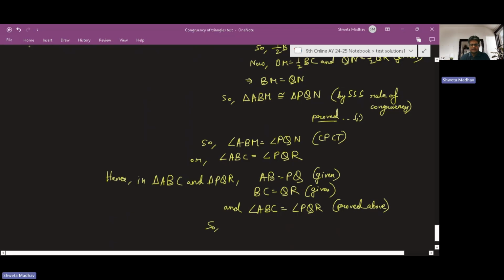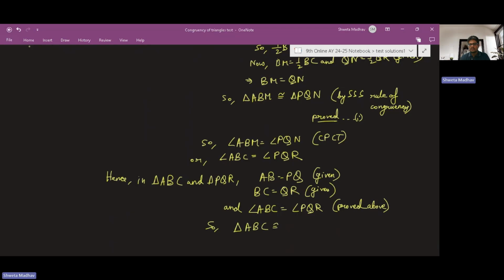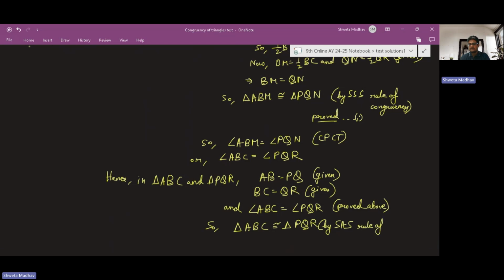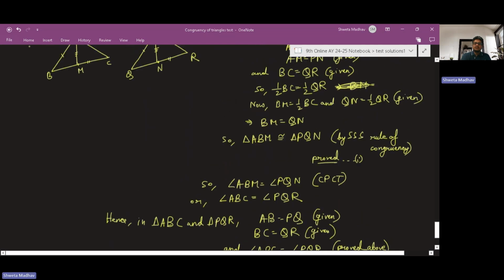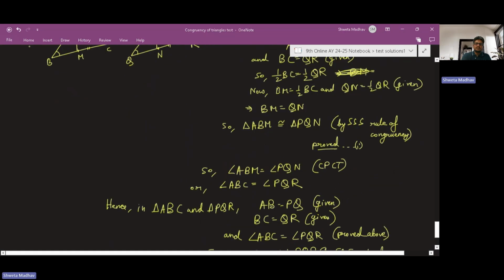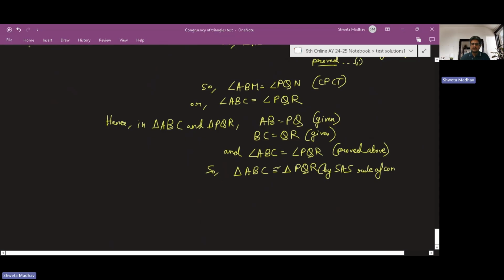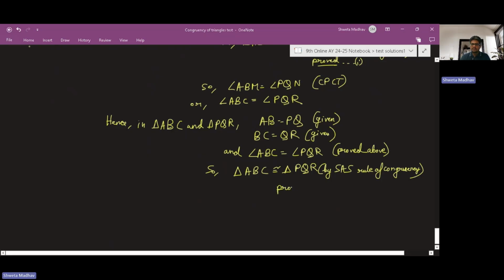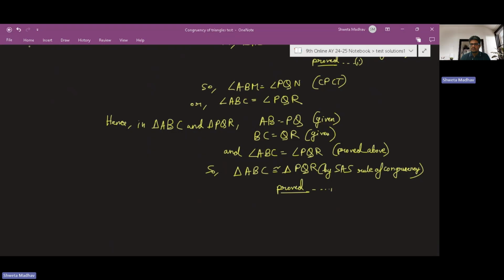So we can say that triangle ABC is congruent to triangle PQR by the SAS rule of congruency, the side angle side rule, since we have shown that two sides and the included angle in these two triangles are equal. So hence the second part has been proved. Part two.